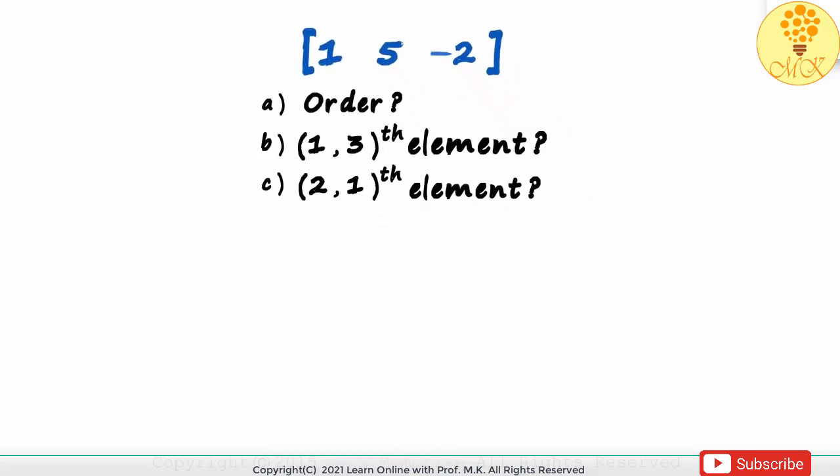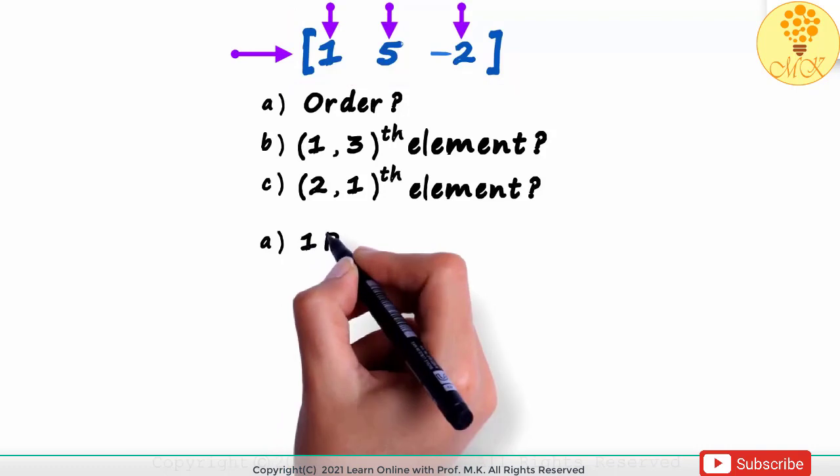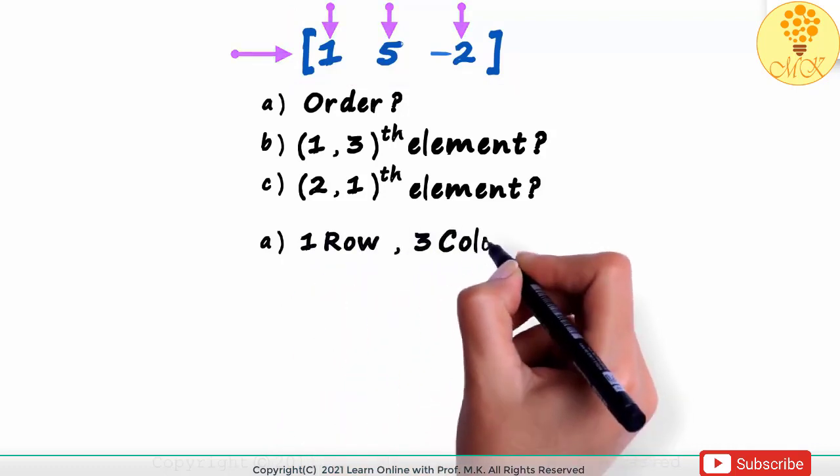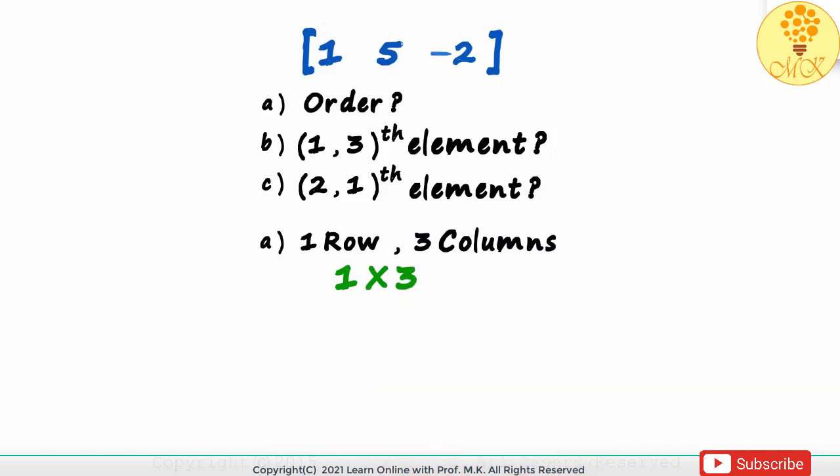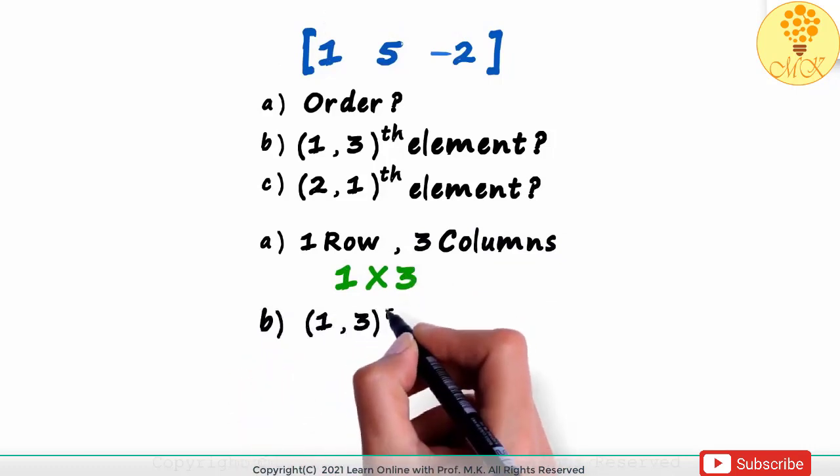Okay, let's zoom out and try answering the first question. Look at the matrix. It has 1 row and 3 columns. The order of the matrix will be 1 by 3. Now for the second question. They have asked us for the 1/3th element.